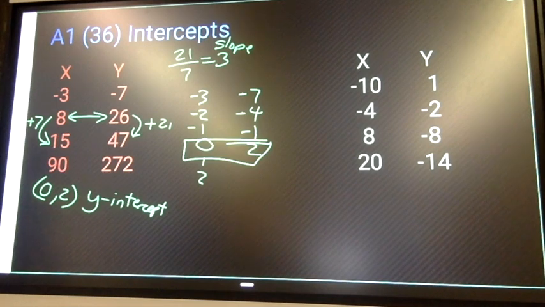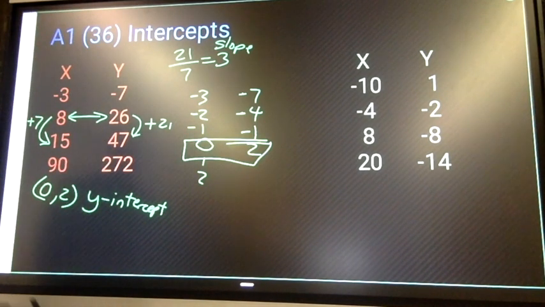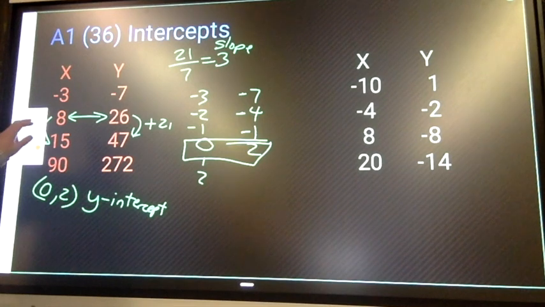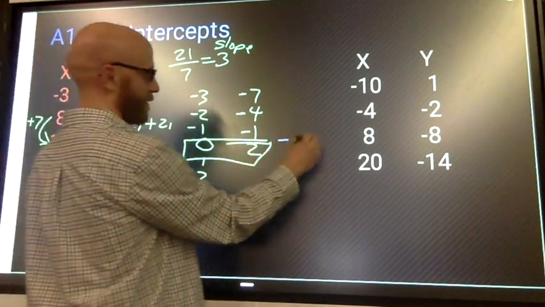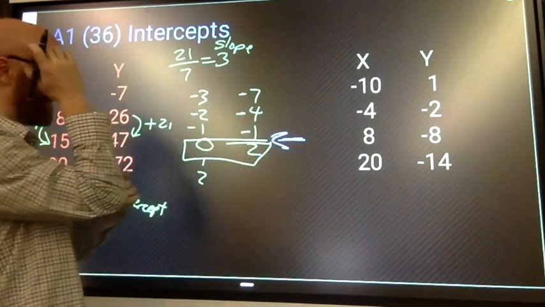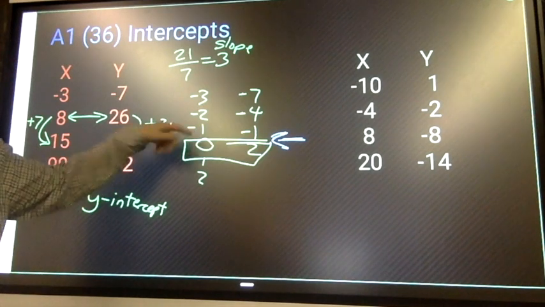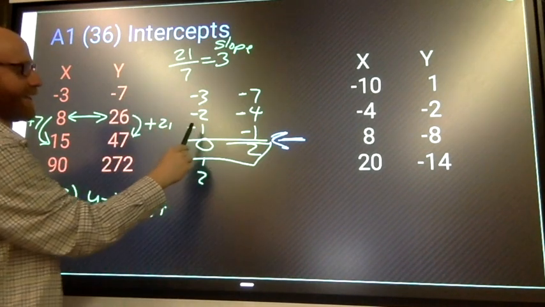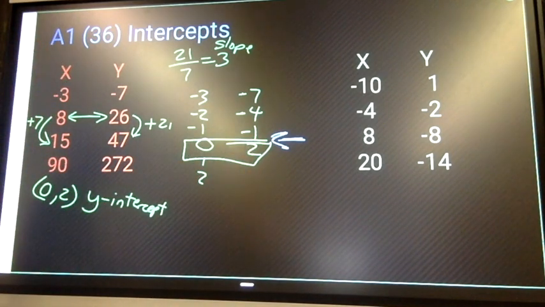All right. Now, my x-intercept, you do the same kind of thing. It's going to be a little harder because it's going to end up being a decimal. My x-intercept has to be somewhere between 0 and -1 because I need y to equal 0 at my x-intercept.